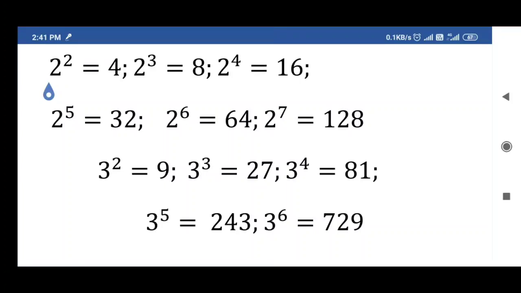Before entering into the exercise, we will see some numbers with their powers. 2 power 2 is equal to 4, 2 cube is equal to 8, 2 power 4 is equal to 16, 2 power 5 is equal to 32, 2 power 6 is equal to 64, 2 power 7 is equal to 128, 3 power 2 is equal to 9, 3 power 3 is equal to 27, 3 power 4 is equal to 81, 3 power 5 is equal to 243, 3 power 6 is equal to 729. Like that you have to know as many numbers with their powers. Then only it is easy for you to calculate the radicals and the upcoming topic surds.